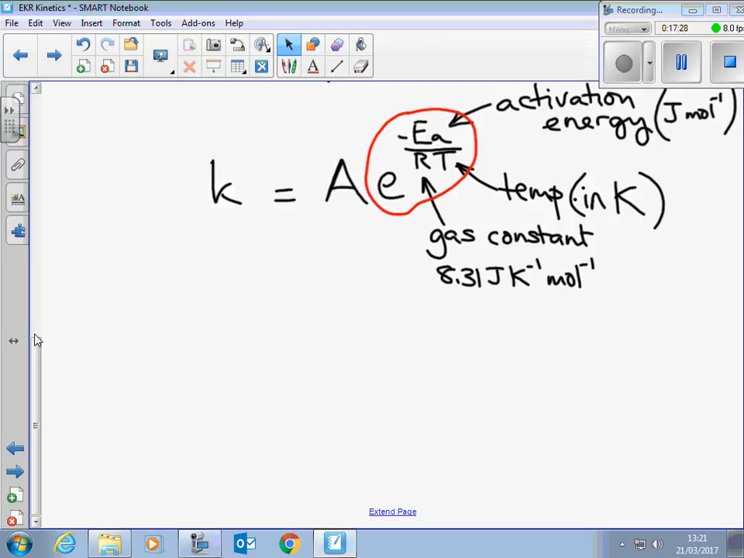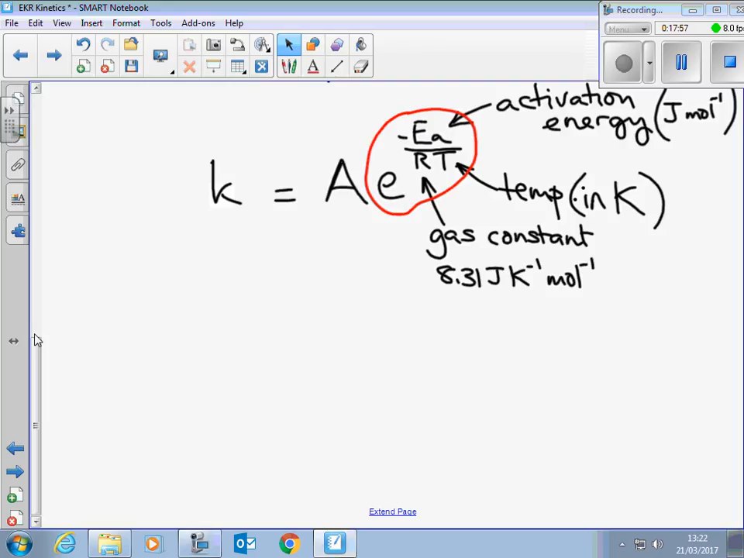So we've got our k equals A e to the minus Ea over RT. You can then rearrange this using logarithms. So it's not rearranging it, but you can write it this way. Now, I know you've done some work on logarithms. Does that next line make sense? If you take natural logarithms of both sides, you're not saying no, which I'm assuming means you've sort of done this, but you've forgotten how.